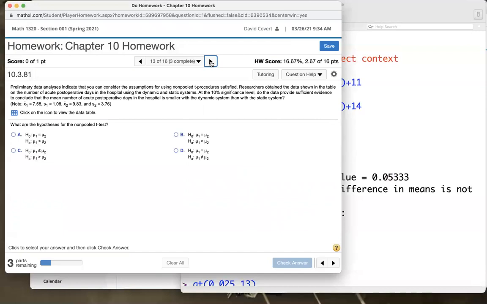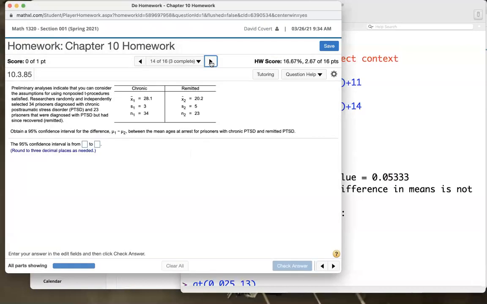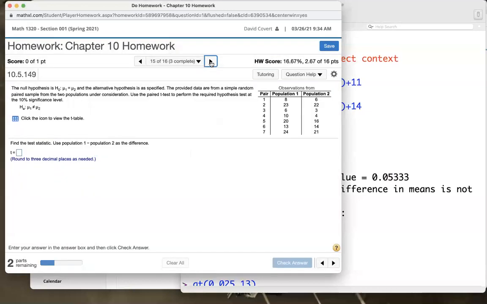Oh, I guess the last two problems might have paired tests on the homework. If we could just go over that really quick. So there's two ways that you can do a paired test. Here's the two ways that I like to think about this.